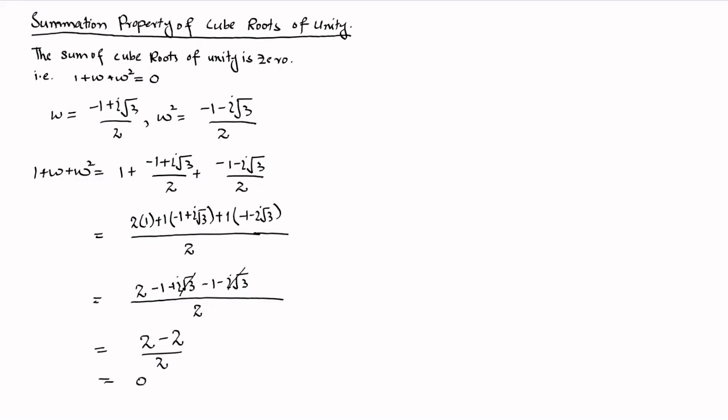So we have 0 divided by 2, which is equal to 0. Hence we have proved that 1 plus omega plus omega square is equal to 0.